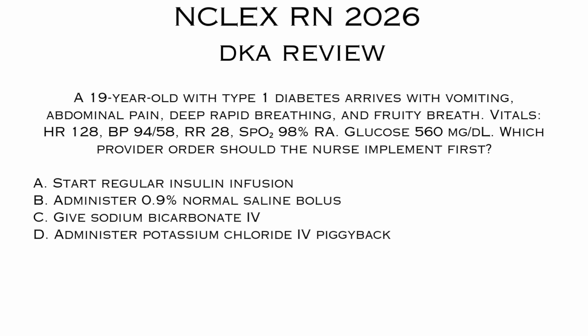I am Aaron, and today we will be doing an NCLEX review on DKA, so let's begin with our first question. A 19-year-old with type 1 diabetes arrives with vomiting, abdominal pain, deep rapid breathing, and fruity breath. Vitals: HR 128, BP 94/58, RR 28, SpO2 98%. Glucose 560 mg per deciliter. Which provider order should the nurse implement first?